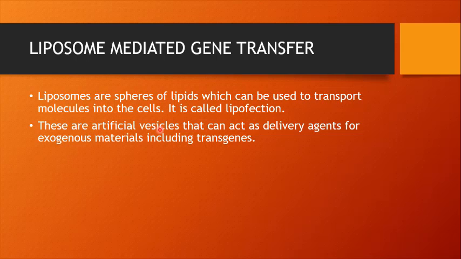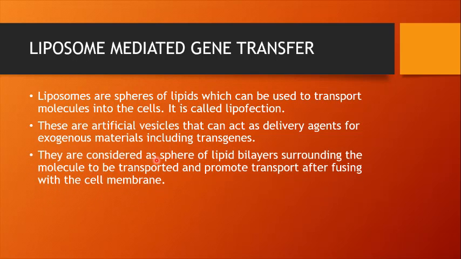So these are artificial vesicles that can act as delivery agents for exogenous material, including the transgene. As far as this method is concerned, it is artificial, not a natural method, and they can act as a delivery agent for exogenous material. Exogenous material means any type of material which we are going to inject or transfer into the living organism, including the transgenes. They are considered as spheres of lipid bilayer surrounding the molecules to be transported, and they promote transport after fusing with the cell membrane.